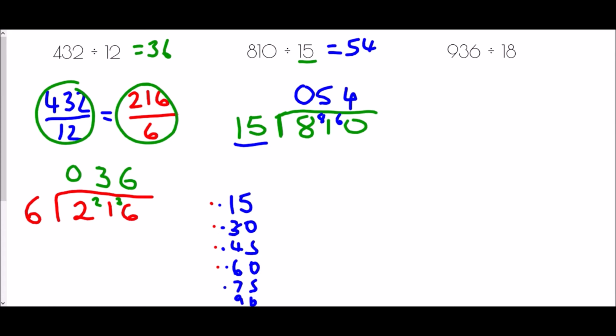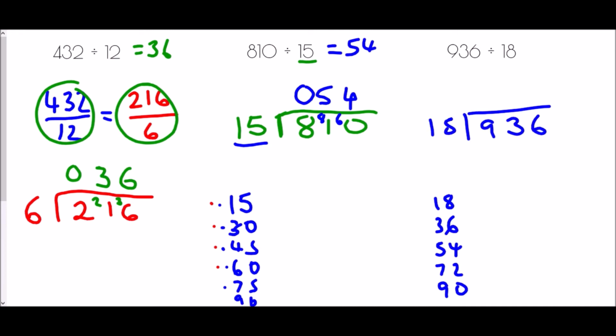So same thing again, you might want to just make a list of your 18 times table, and the 18 times table is just 18 plus 18 plus 18 and so on. So that gives me 36. If I add another 18, I get 54. If I add another 18, I get 72. Another 18, I get 90. And so all I'm going to do here is set this up in the same way.